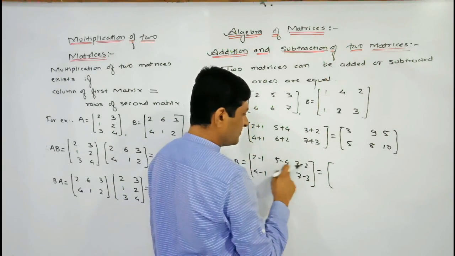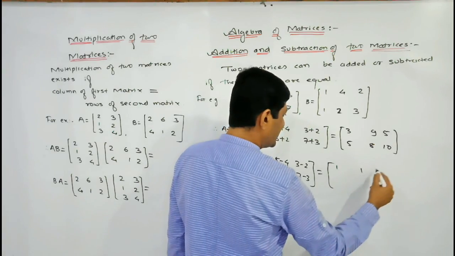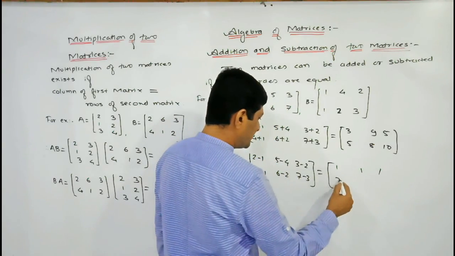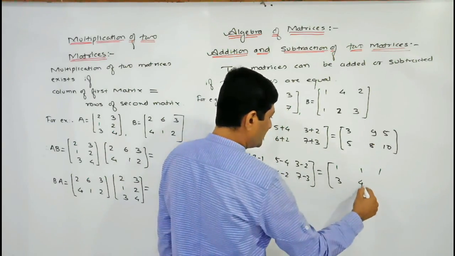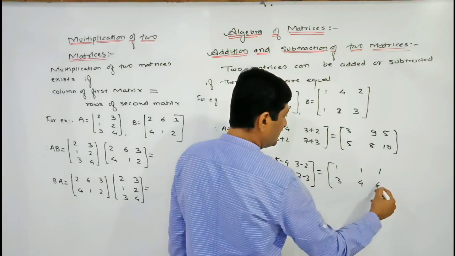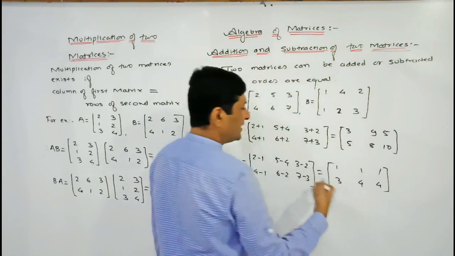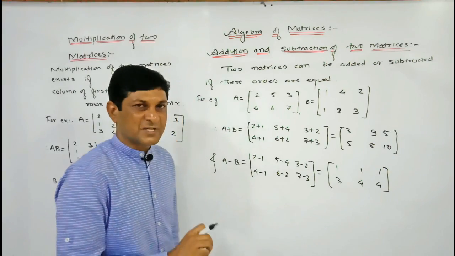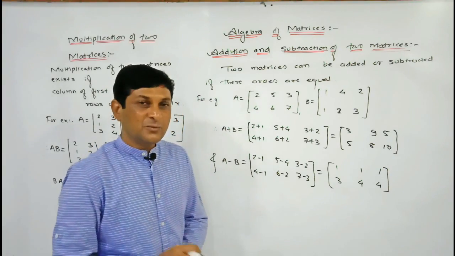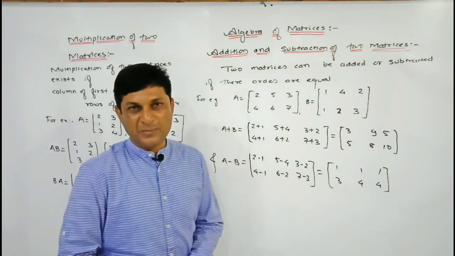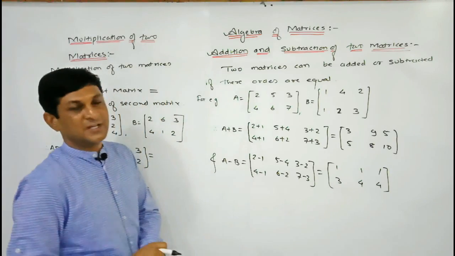Here we will get 1, 1, 1. Here 4 minus 1 is 3, 6 minus 2 is 4, and 7 minus 3 will also be equal to 4. In this way we are finding the subtraction of two matrices. Now the next operation is multiplication. Try to understand it very carefully.